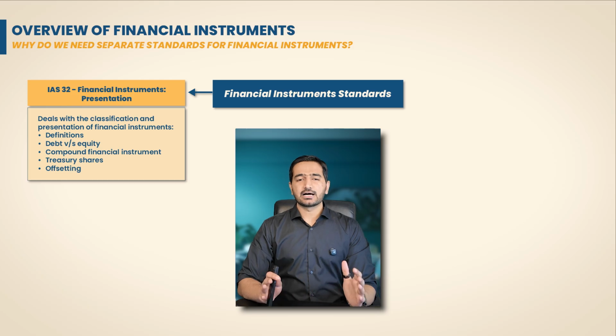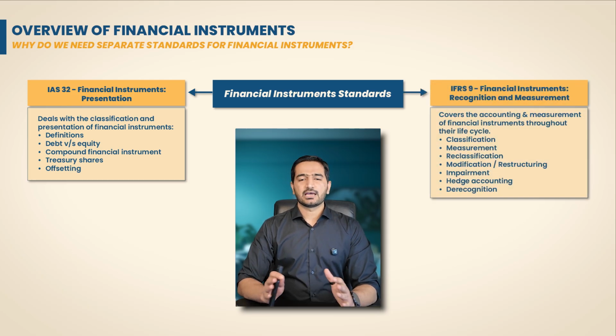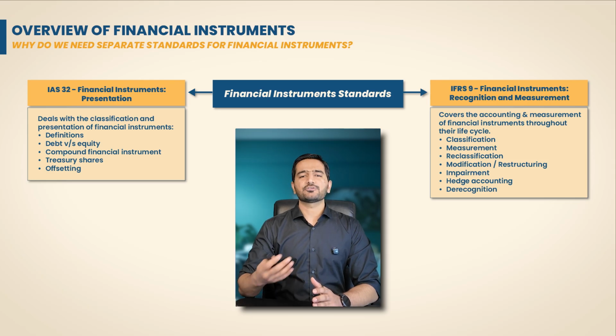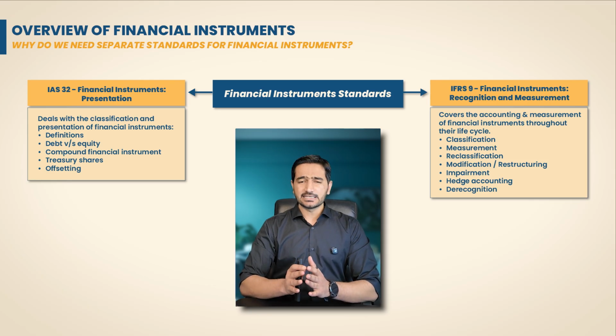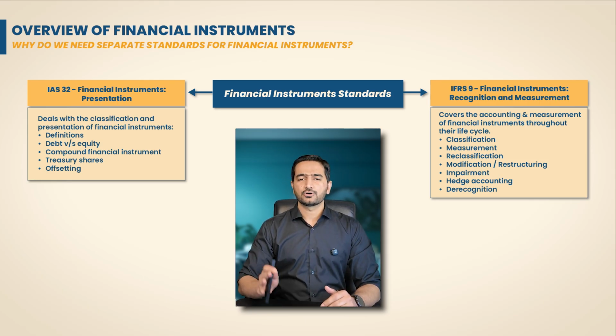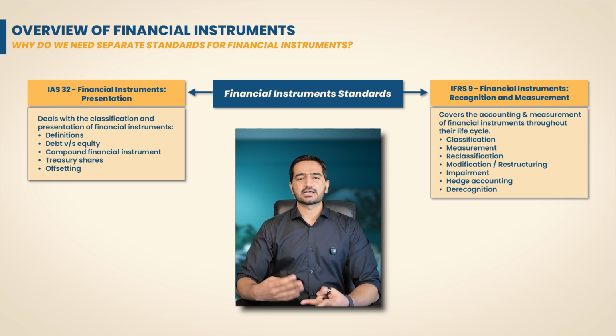Then the second standard is IFRS 9 Financial Instruments. And my friends, this is the big one. This is the heavyweight of the family. IFRS 9 tells you how to account for a financial asset or financial liability once IAS 32 has helped you classify it. IFRS 9 covers the entire life cycle of a financial instrument, from its recognition to derecognition. Areas like initial recognition of financial assets and financial liabilities, that is, when do you first record them in your books. It covers initial measurement, that is, at what value you record them on day one.